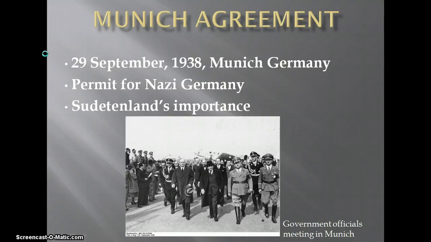The Munich Agreement was signed on September 29, 1938 in Munich, Germany. The agreement was a permit for Nazi Germany to annex Sudetenland. Sudetenland was important because it bordered almost all of Czechoslovakia, making the country very vulnerable. Here are government officials meeting in Munich. The meeting consisted of Nazi Germany, France, Britain, and Italy.